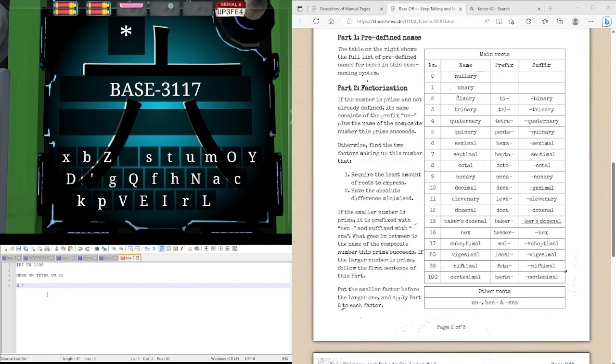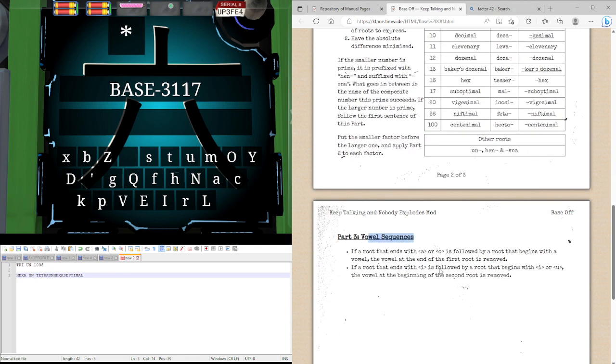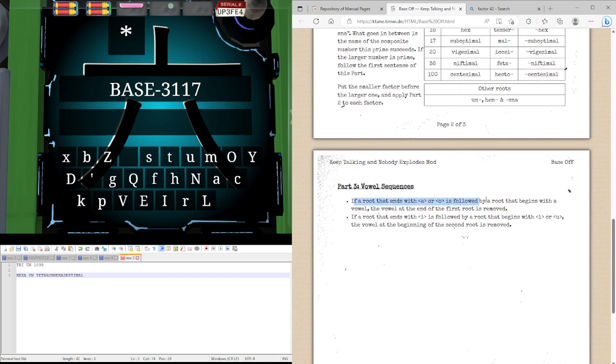So that's hexa. And then since this is the end of the number, we're going to be using septimal, the end of the word. So we also have the vowel sequences here. If a root that ends with A or O is followed by a root beginning with any vowel, we have here tetra un. The vowel at the end of the first root is removed, so we actually get tetran. And we get it here as well, so we get hexan.